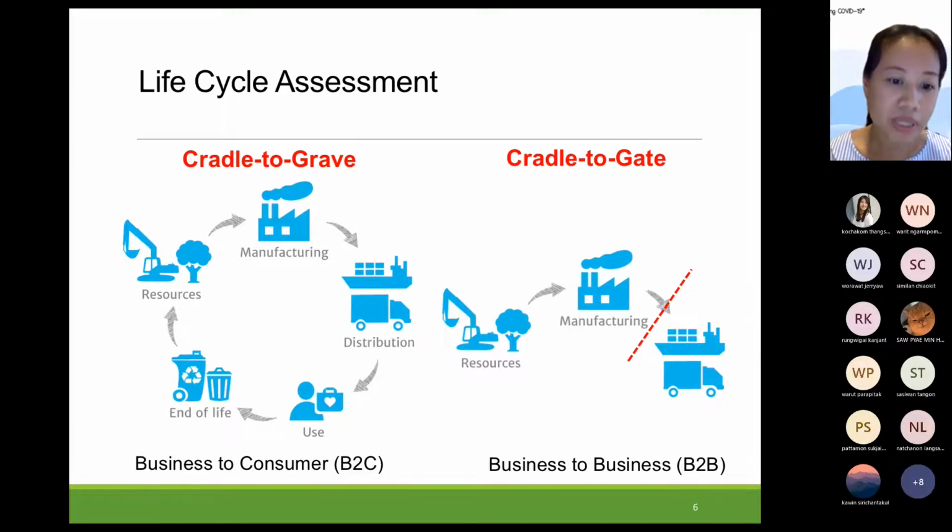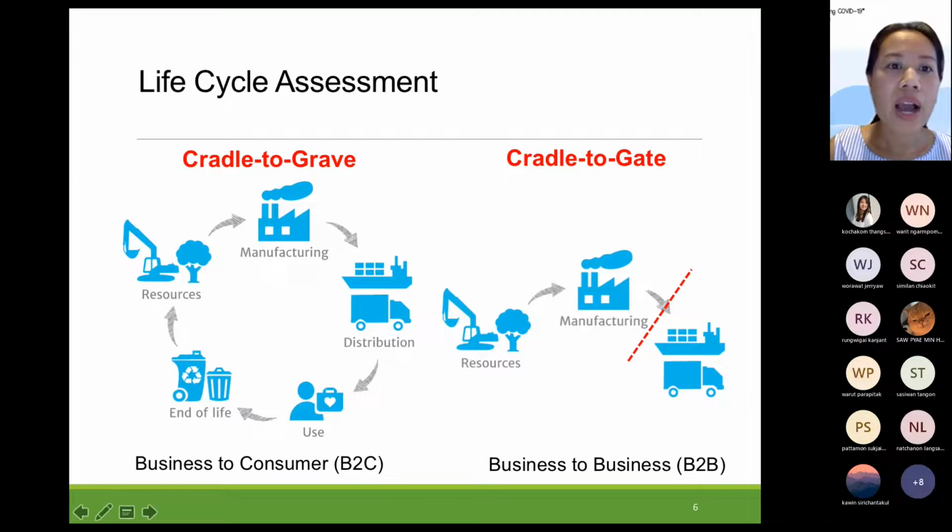This we call business to customer. That means we can analyze from the original resources until we come to the product, and after use and transfer to the customer, but it's quite different from cradle to gate, right?